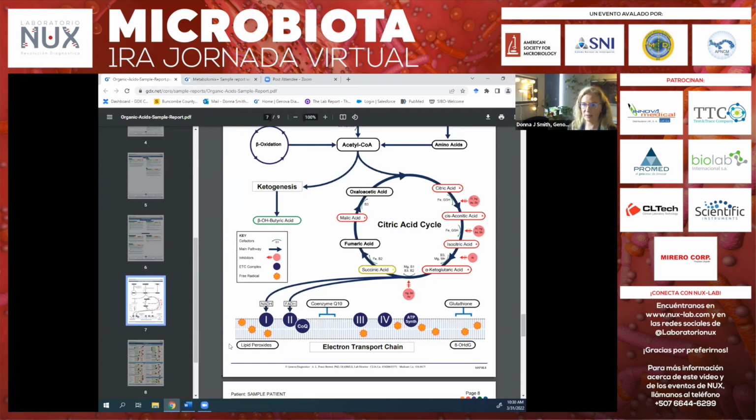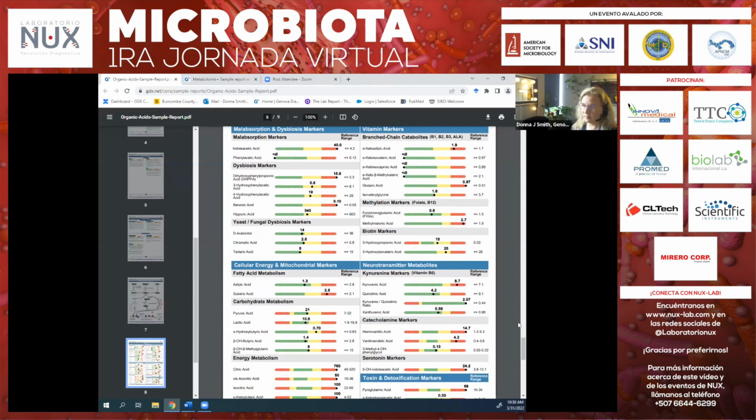So looking at the next page, more of our organic acid markers. Now, these are detected in urine. Now, this first section that is at the top on the left, we're looking at malabsorption dysbiosis markers. So whenever we see elevations here, we are suspicious of some GI health issues going on: malabsorption, maldigestion, GI dysbiosis. Now, because these are detected in urine, this is an indirect look at what's going on in the GI tract.